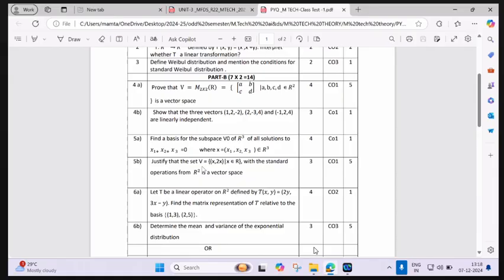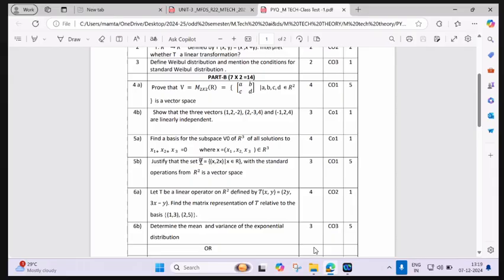Justify whether the set x comma 2x with the standard operations on R2 is a vector space or not. What is the problem with the vector space? Again, the same vector addition and scalar multiplication. I think one of the properties fails. You all can check now and update me. Vector addition will work out, but what about the scalar multiplication?